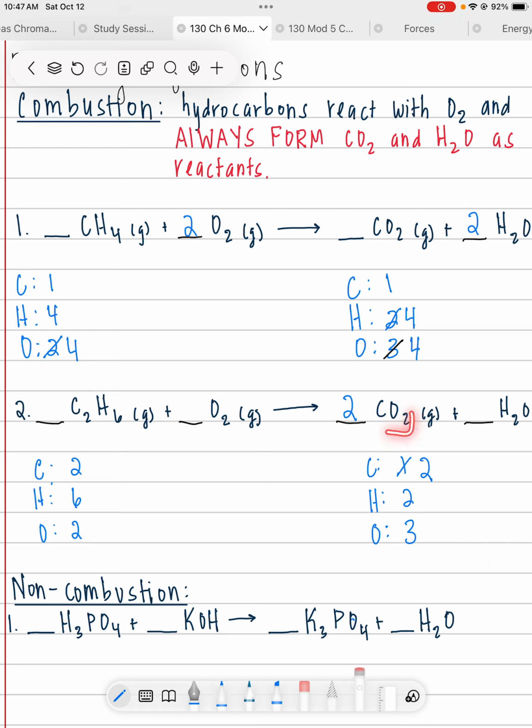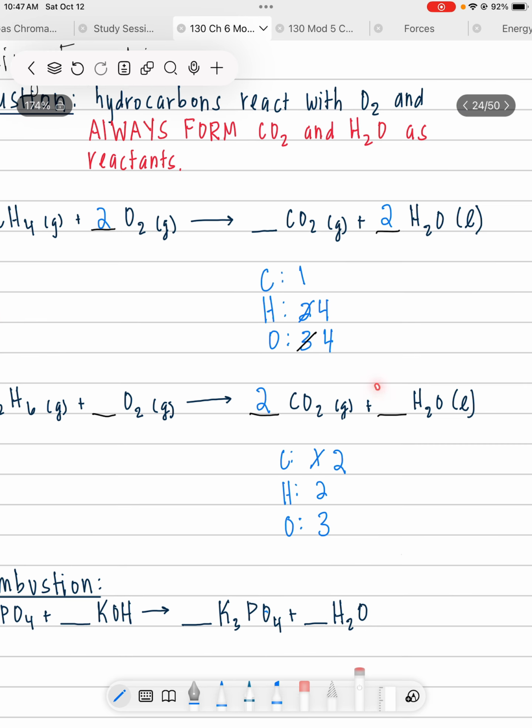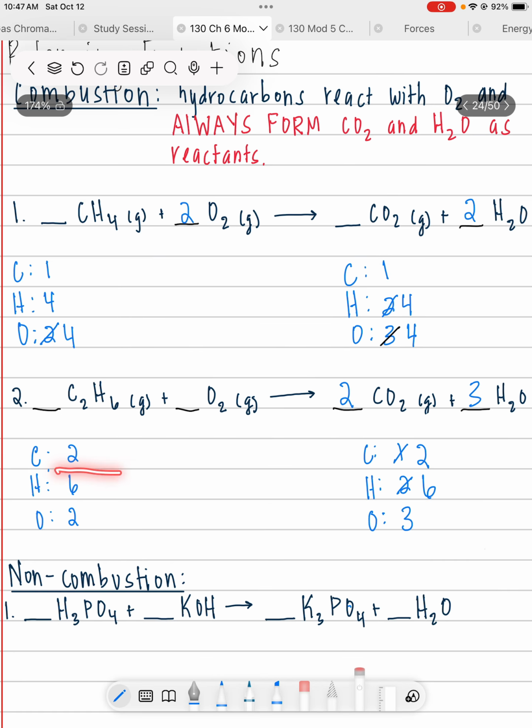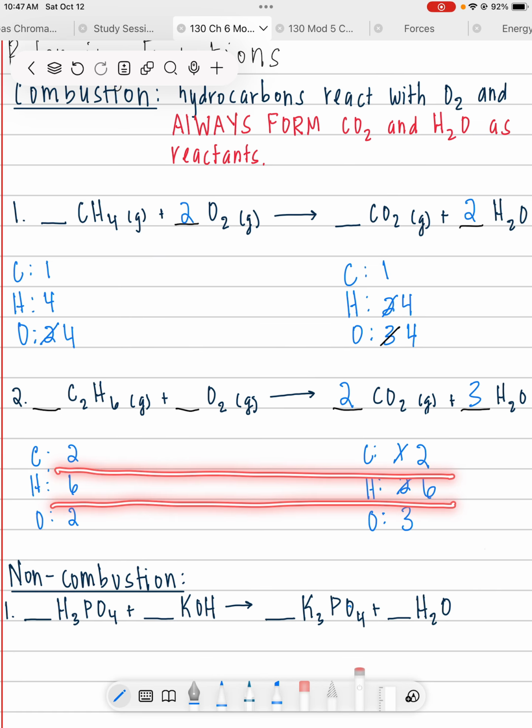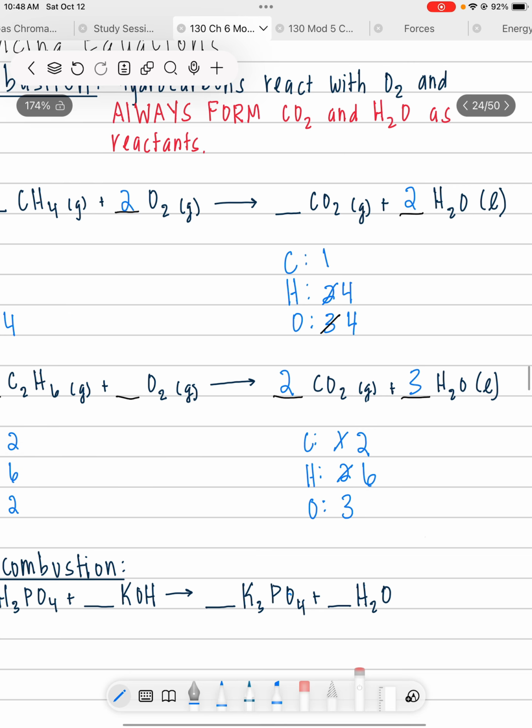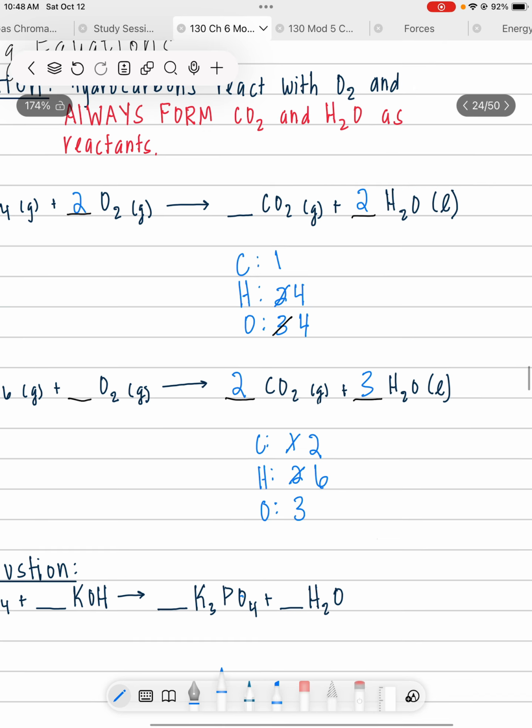We did make a change to our oxygens, but we're not going to worry about that right now. We'll worry about that in a minute. Let's look at our hydrogens. We have 6 here and 2 here. What can I put as my coefficient multiplied by 2 that will change it from 2 to 6? Well, 3 times 2 is 6. So now I have 6 hydrogens, 2 carbons. Now we can go back and update our oxygens.